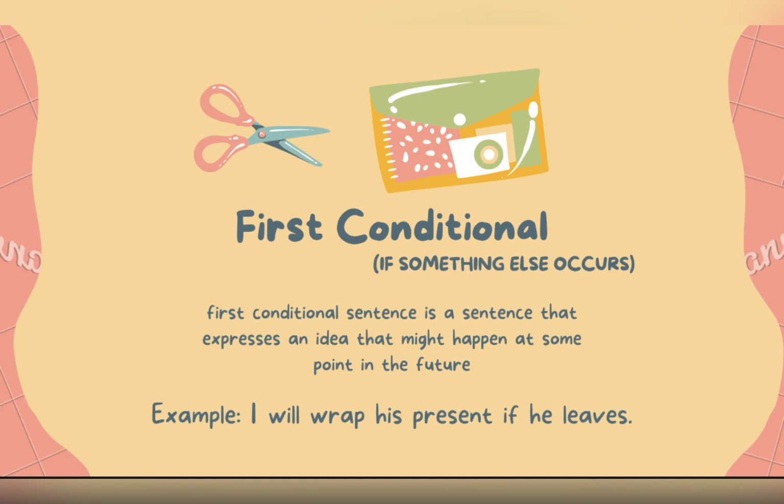And then the next one is the first conditional. What is a first conditional sentence? A first conditional sentence is a sentence that expresses an idea that might happen at some point in the future. It is something that is possible, but it is certainly unknown because it depends on another event. The dependent clause of the first conditional begins with if and uses the simple present tense. The independent clause of the first conditional uses will plus the base form of a verb. For example, I will wrap his present if he leaves.